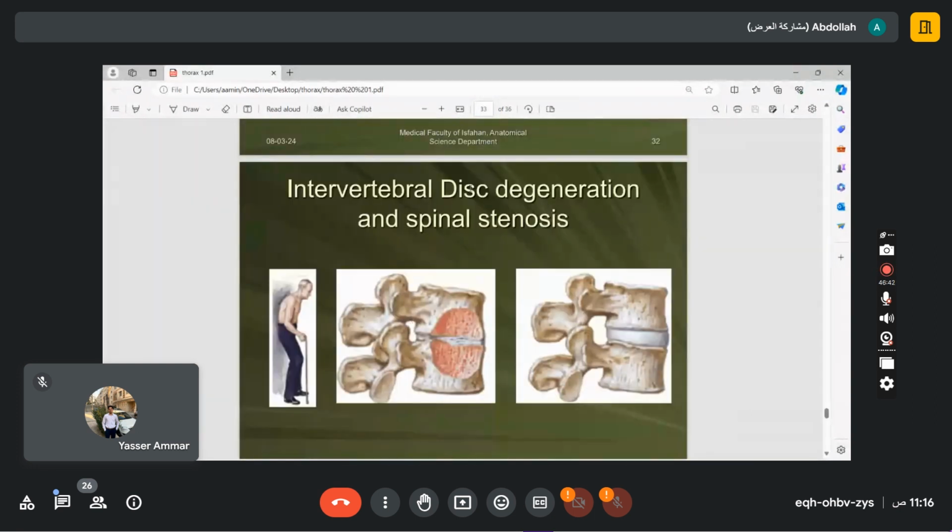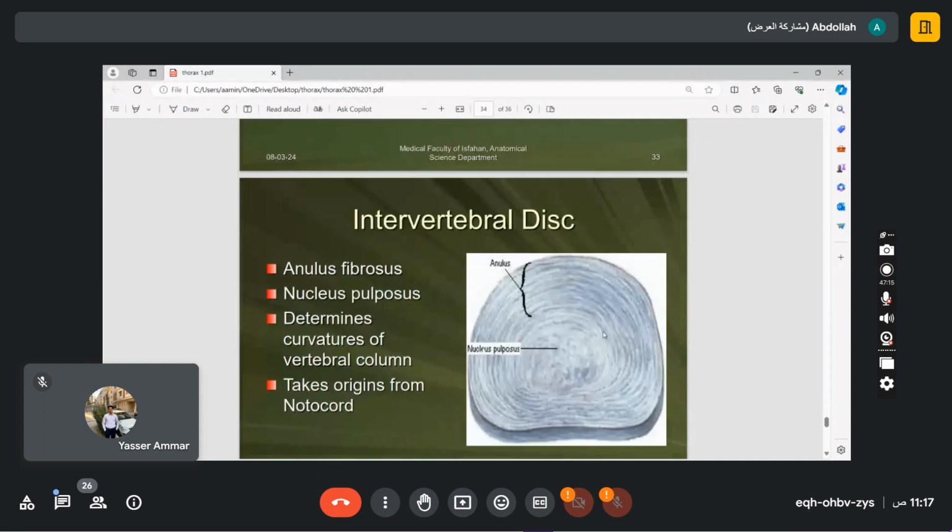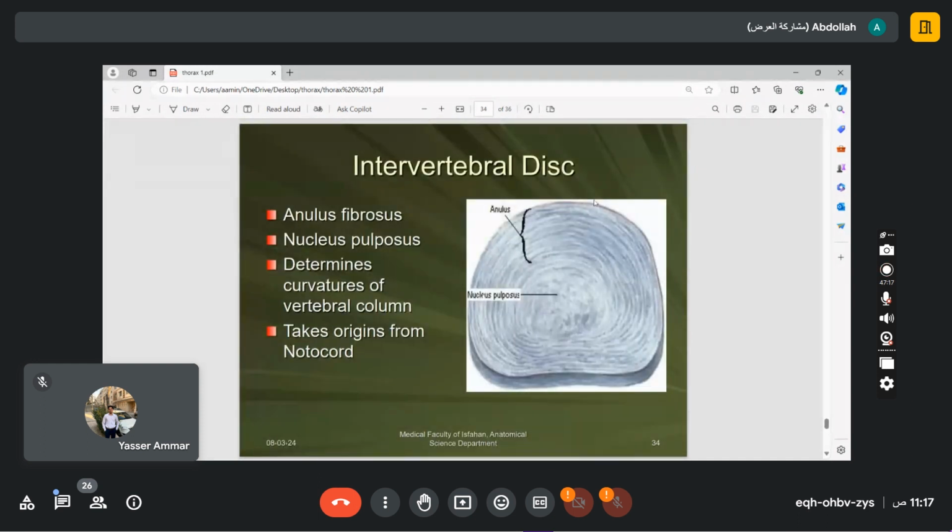Okay, what is the intervertebral disc? Here is the intervertebral disc, okay? We have two kinds of problems in the intervertebral disc. One of them is degeneration like this, and the other is narrowing or spinal stenosis. Spinal stenosis and disc degeneration frequently happen in all parts of the vertebral column. Look at here. This is an intervertebral disc. Here is the anterior part. Here is the posterior part.